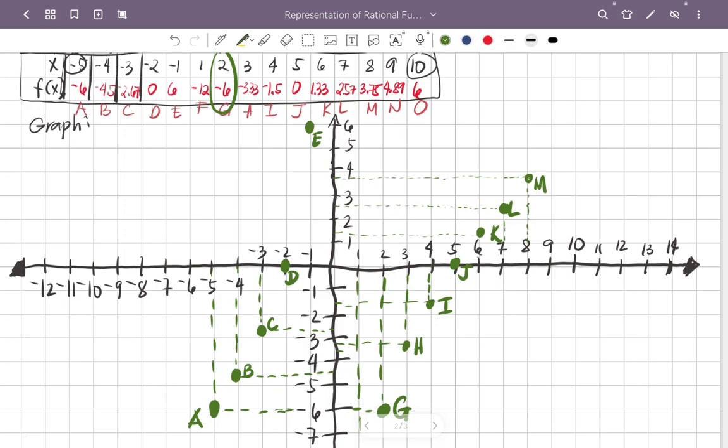Now N here is 4.89. Let's say that should shadow is just 9. And there is a 9. Okay, this is 9. Okay, this is N. And O is 10 and positive 6. So this one, that is O. This is 10 and this is positive 6. So now let's connect the dots.